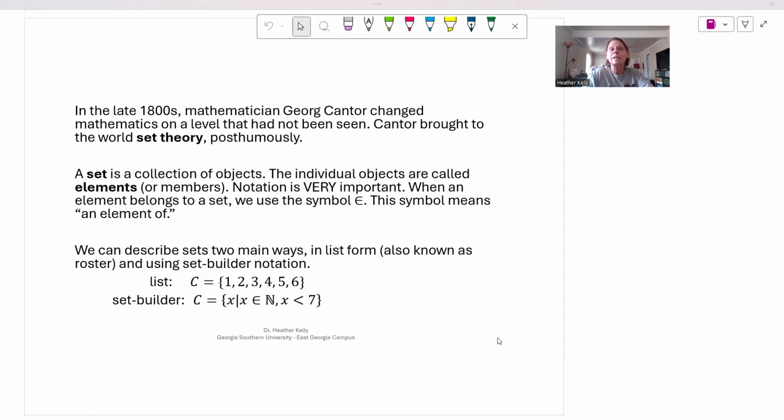The first one is: a set is a collection of objects, and each individual object in a set is called an element or a member of that set. Notation is super duper important here. And when an element belongs to a set, we use this symbol right here, and it means "an element of." We can describe sets in a bunch of different ways, but mainly two ways in this context. We can describe a set in list form by literally listing out all the members of the set, or we can use something called set builder notation.